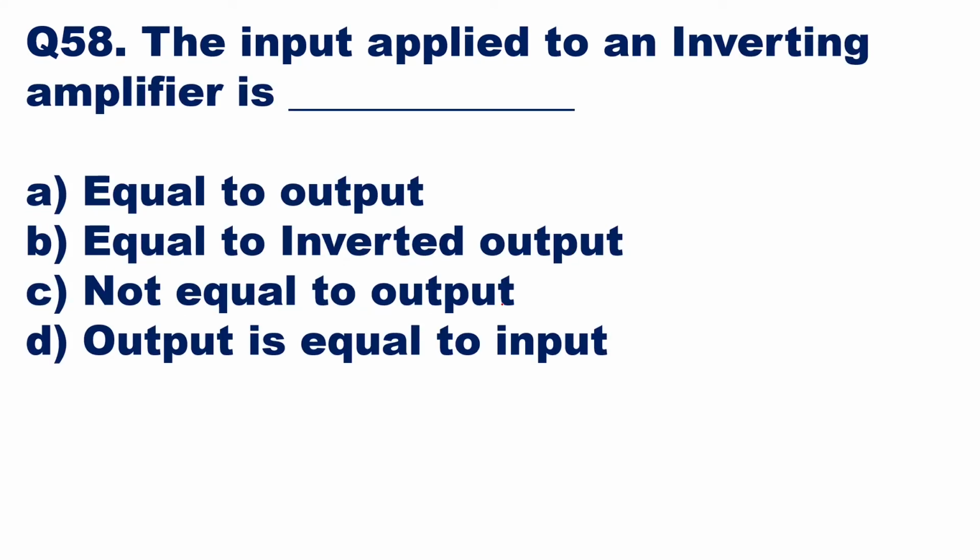Then we'll go to the next question, question number 58. The input applied to an inverting amplifier is what? Options are equal to the output, equal to inverted output, not equal to output, or output is equal to input. So here, when the input is applied to the inverting terminal of an op-amp, then the output will be equal to inverted output. Okay, so it will be inverted output. No doubt it will be amplified, but it will be an inverted output.